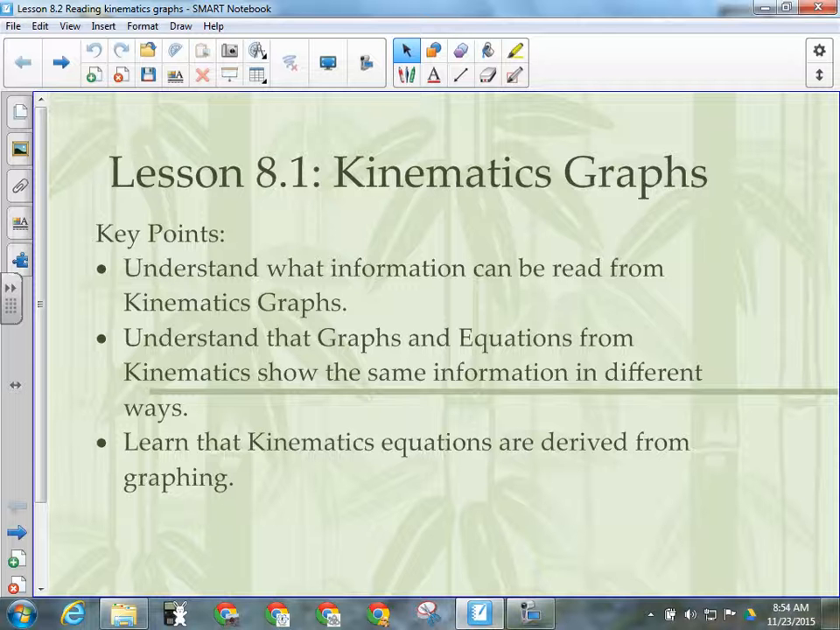The two graphs that we're going to go over today, position versus time and velocity versus time graphs, have a particular thing that their slope represents. Do we need to know what that is? Yes, we do. Do we need to memorize what it is? No, we don't. That's kind of what I'm going to show you here.